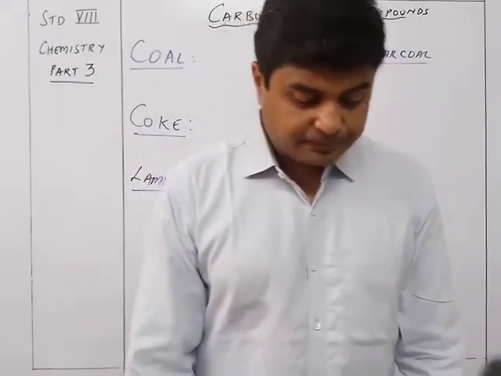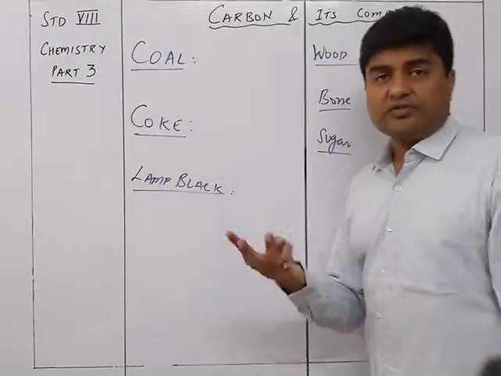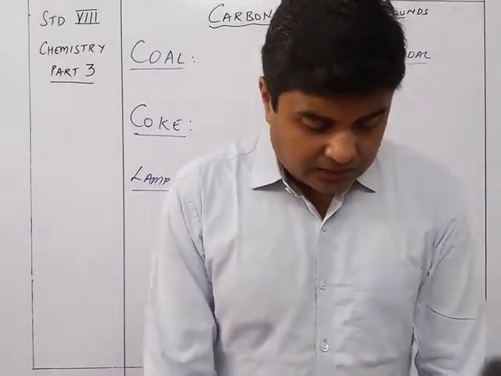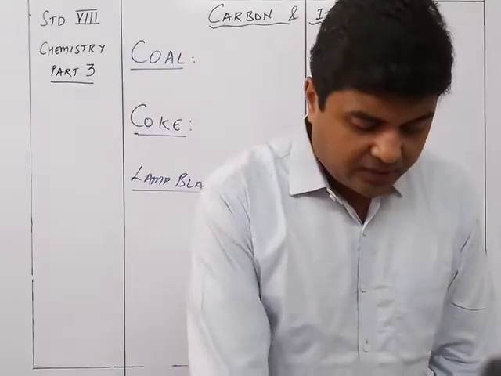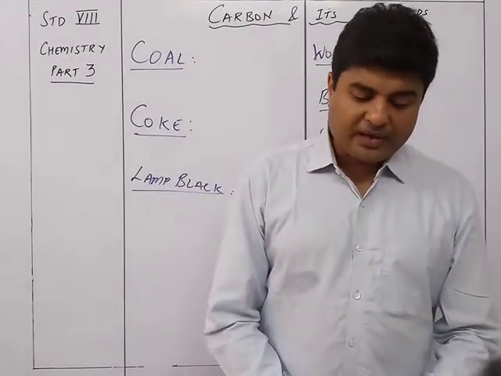Okay, that is coal, coke, lamp black, and charcoal, which is of three kinds: wood charcoal, bone charcoal, and sugar charcoal. There are certain experiments based on these allotropes. So we can say the first one is the making of lamp black.